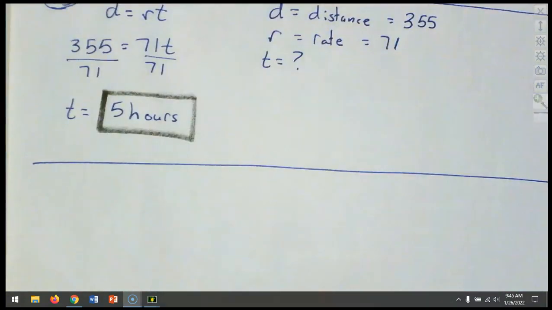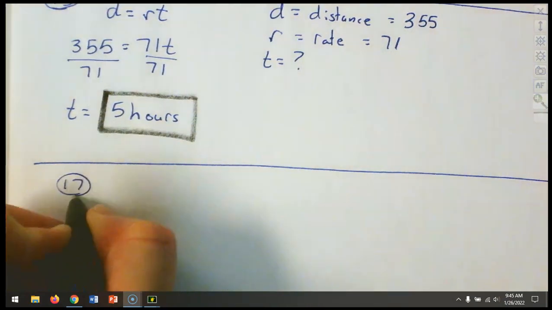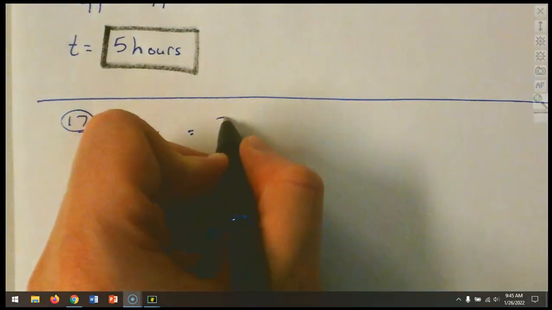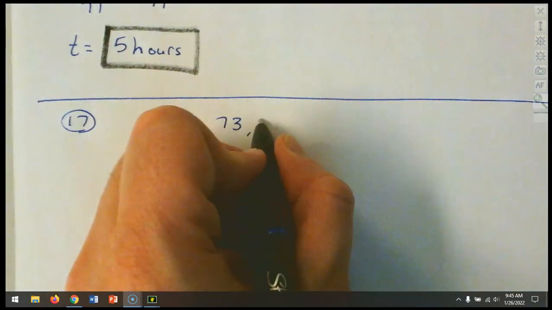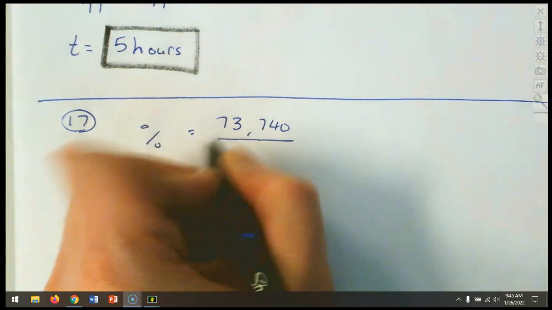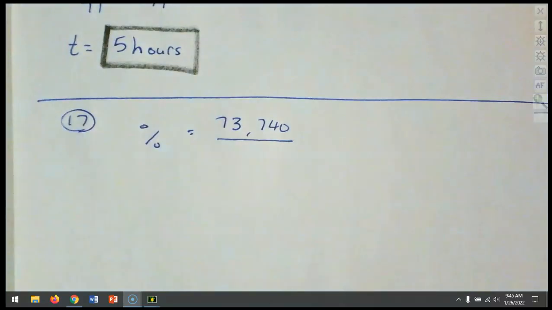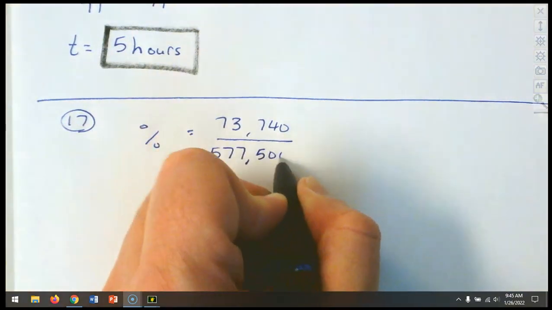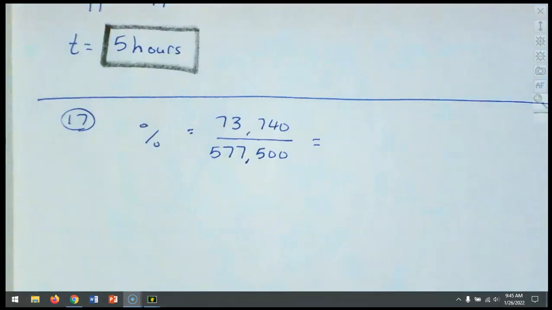Now, on this one, all we need to do is divide. So we want to find our percentage. So our percentage is just going to equal how much we spent on delivery costs, which was $73,740. And we're going to divide that by our total, which is $577,500. And this is going to give us what percentage of the sales was spent on delivery costs. Now, we want it 3 places, 2 for the percent, 1 more for the tenth. So we'll go ahead and divide.